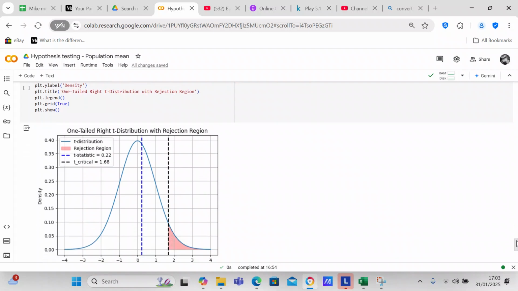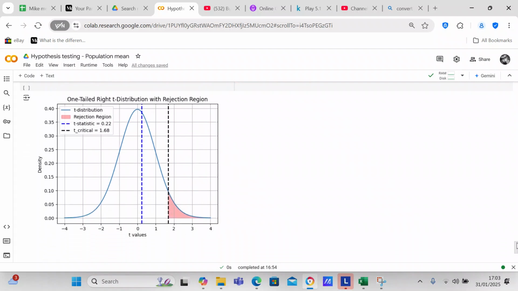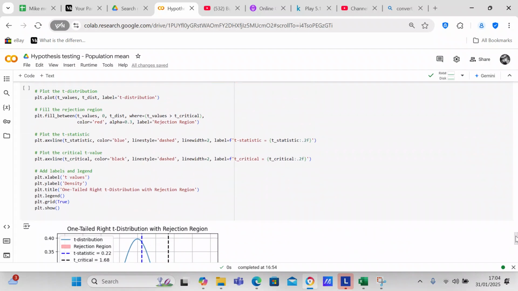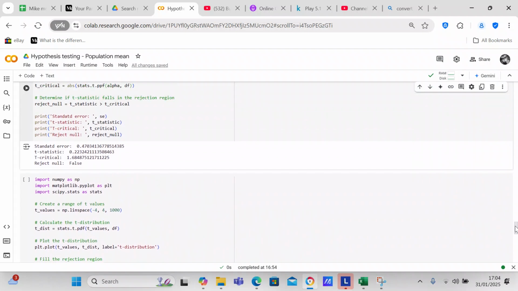So what we did is we used matplotlib to make a drawing of this, and so you can see you've got your t-distribution, you've got your rejection region, you've got your t-statistic, which is 0.22, and you've got your t-critical, which is 1.68. And so you cannot reject this. The t-statistic is within the acceptable value. It's not within the rejection region. So you can't reject the null hypothesis.